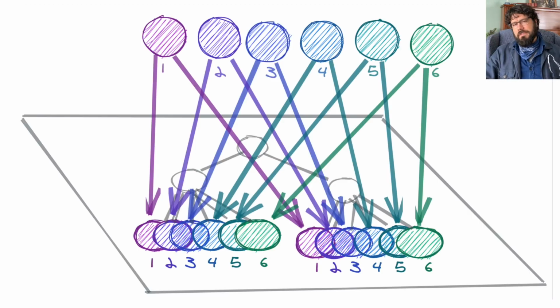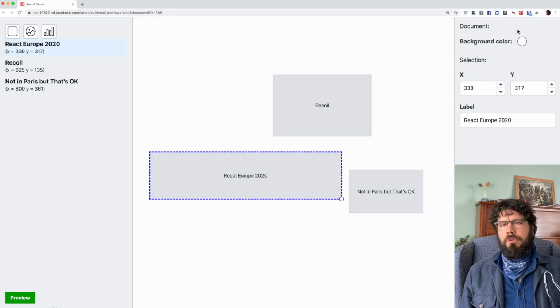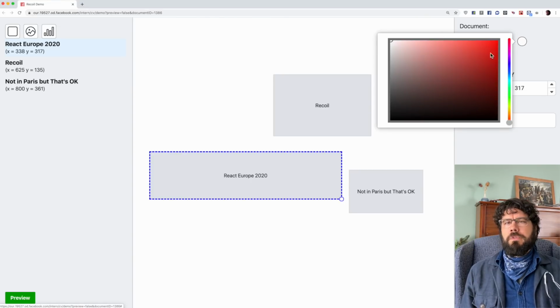We need a name for these pieces of state. We're going to call them atoms. So an atom is a changeable, subscribable unit of state, okay? So let me just show you how this code works. I'm going to do the simple case first, which is background color.